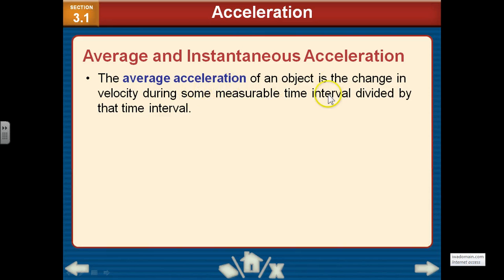The average acceleration of an object then is the change in the velocity during a measurable time interval divided by that time interval. In other words, if we have the velocity vectors represent a second, then we would take two consecutive velocity vectors and divide by that second.